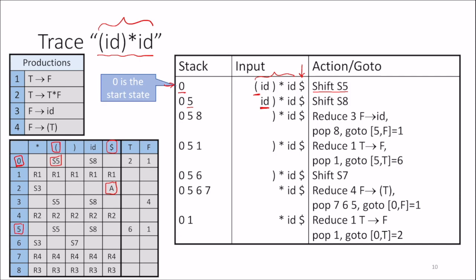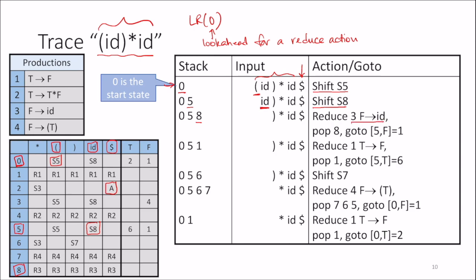I look up 5 and I look up ID, and it says to shift to 8, right? So that's what I'm going to do. I shift 8 onto the stack. Now when I go to state 8, notice that no matter what the input is, this is why we call it LR0, because there is no lookahead for a reduce action. As you can see, it doesn't matter what the next input symbol is. When you reach state 8, it's going to reduce, and it's going to reduce using rule number 3.